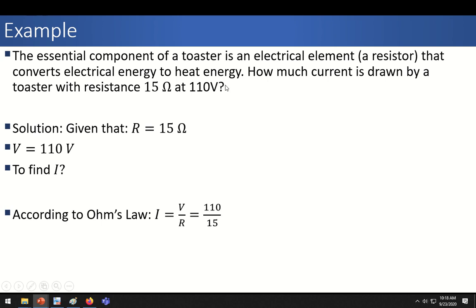Since we are given the value of voltage, that is 110 volt, and the value of resistance, that is 15 ohm, we can simply divide these quantities. So I will be equal to 7.33 amperes. Again, you can see that since the resistance is very small, the toaster will be using a much larger amount of current. It means that it needs larger power.